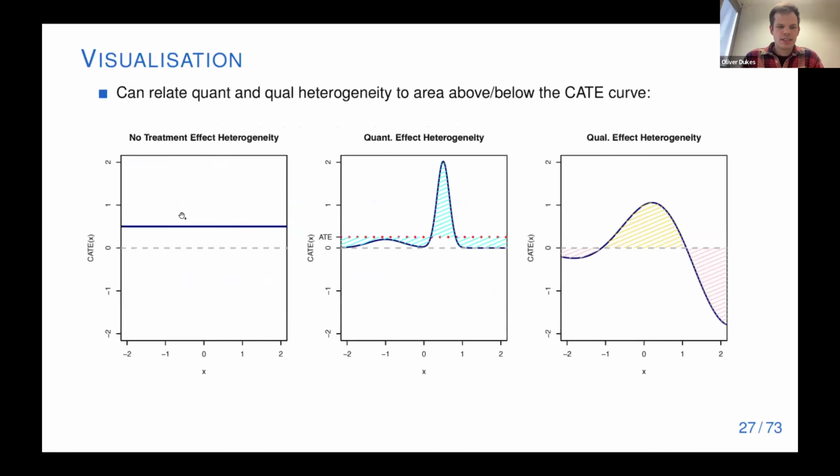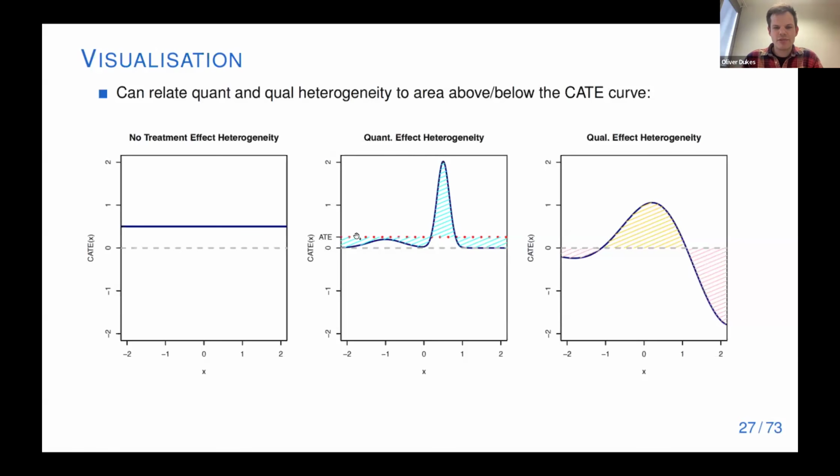Okay, so we have three plots here. We have the covariate x on the x-axis, the CATE on the y-axis. And maybe for the sake of simplicity, I can assume that x is uniformly distributed. In this first case, there's no effect heterogeneity, which is just saying that the conditional average treatment effect is equal to the average treatment effect over all values of x. But in the second case, we do have quantitative effect heterogeneity because we see that the blue curve deviates from the red dotted line.